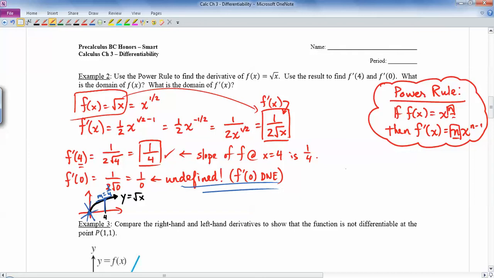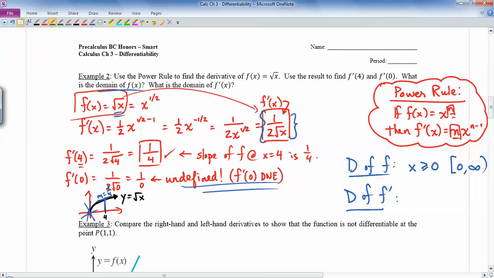Let's look at the domain of f, right? Because it asks, what's the domain of f? Well, the domain of root x is x has to be anything bigger than or equal to 0. So it'd be 0 to infinity, like that. If I said domain of f prime, notice that's not actually the same thing as f.